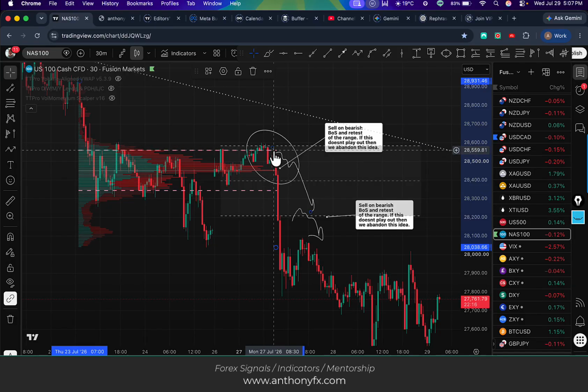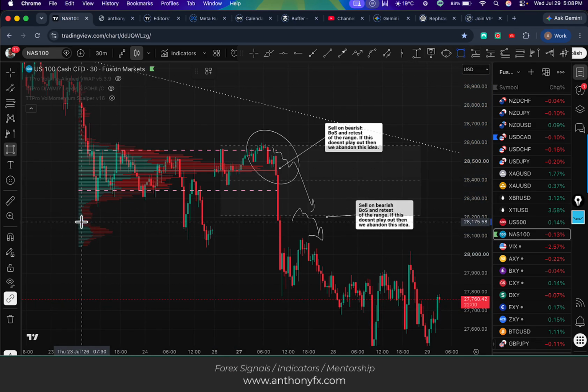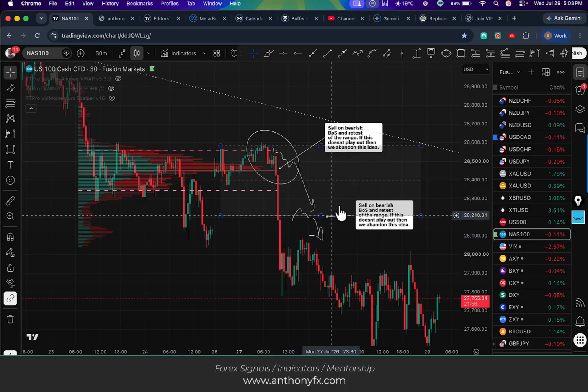So we were looking for this to fail at the high, which it did. So then we take that trade, and we talked about that. And then the next one was I was looking for this to break the low of the volume profile value range, come back and retest it, and then we'd continue down. Oh, okay, so it's done that. It actually worked off this level here. Okay, cool. All right, so that's what we're looking for.